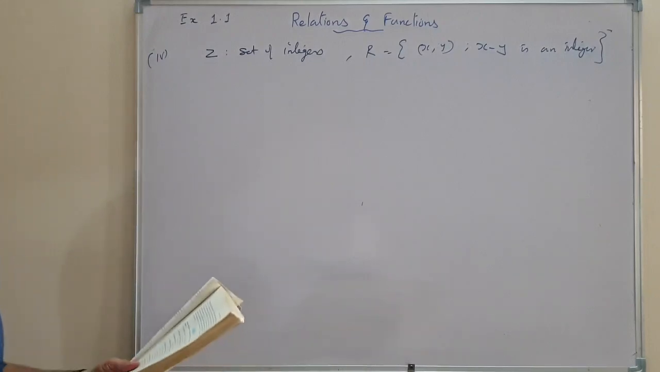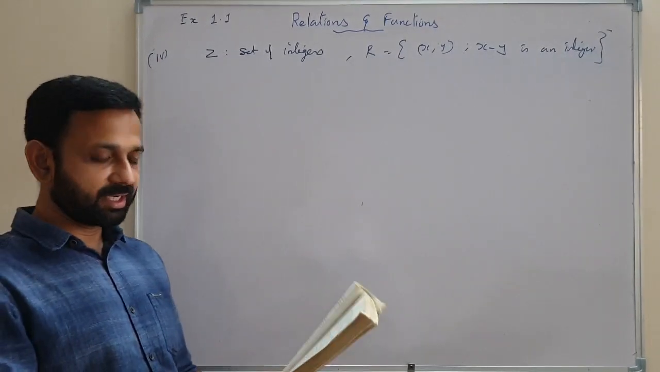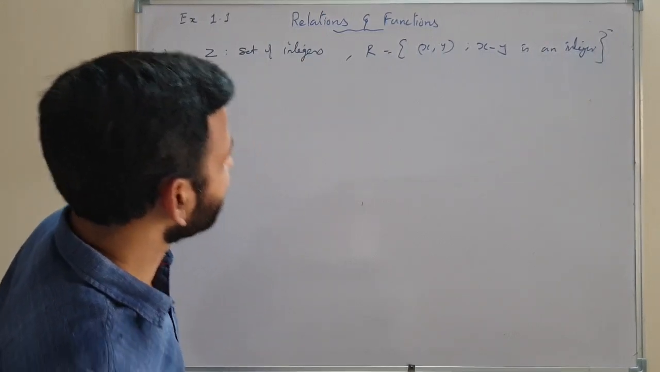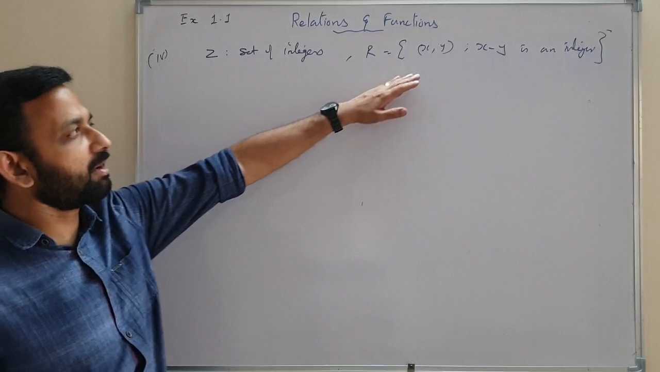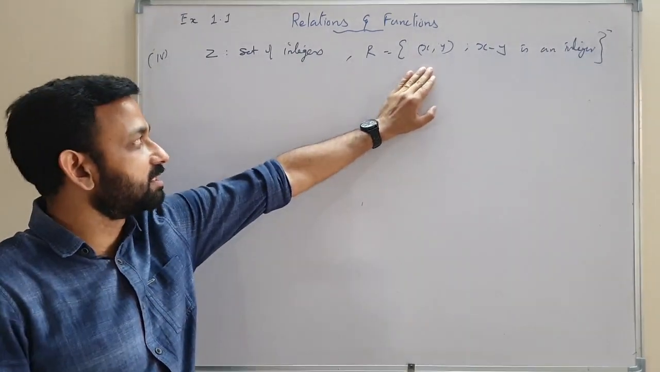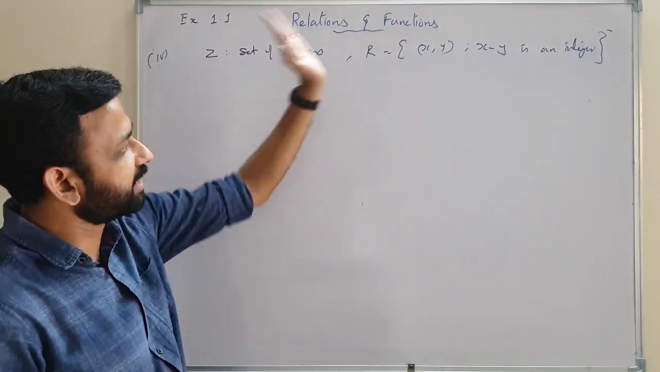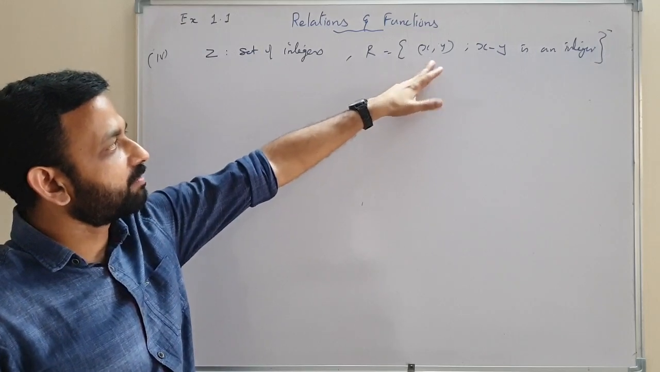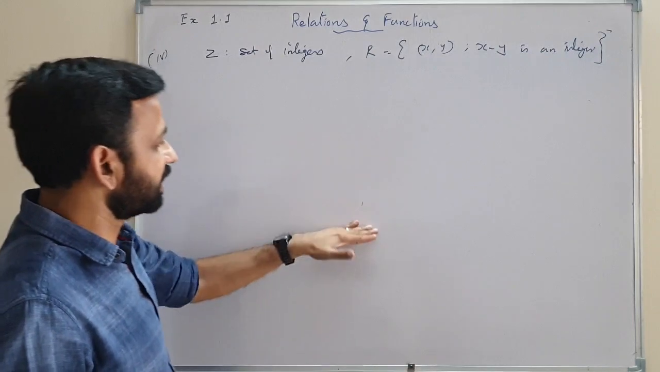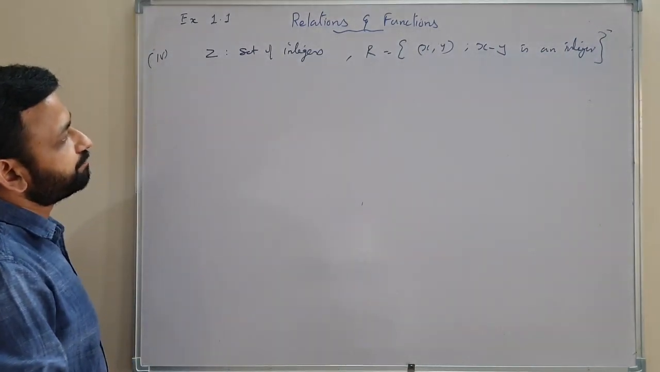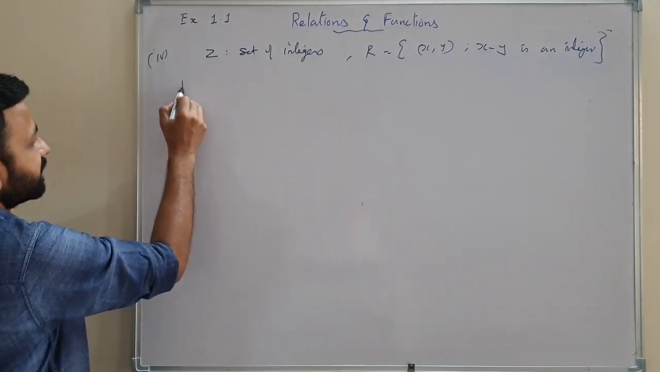So here we want to check whether it is reflexive, symmetric and transitive. x minus y is an integer, set of all integers. We cannot write all the elements of this relation because we have infinite elements, ordered pairs (1, 1), (1, 2), etc. Their difference can be an integer. So we cannot write all the elements. So first we have to check whether it is reflexive.